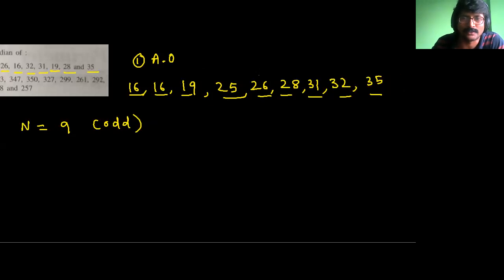Once you have verified that there are 9 observations, now it's very simple. The middlemost observation, that is 26. Here there are 4, and here also there are 4. This is basically what we call the median. Median is denoted with Q2. This is like a direct answer, but you have to use the formula.